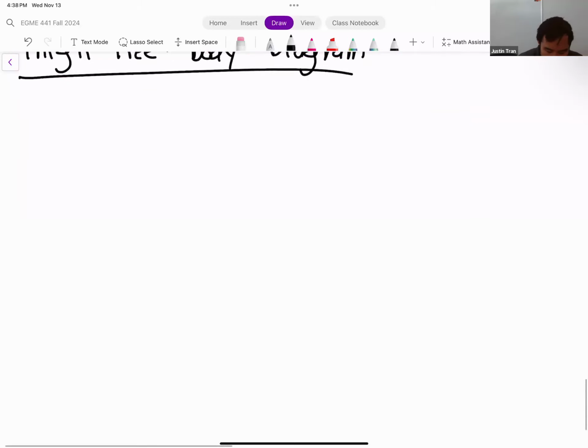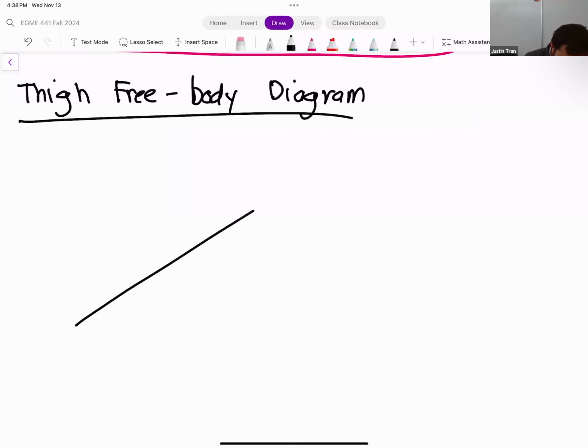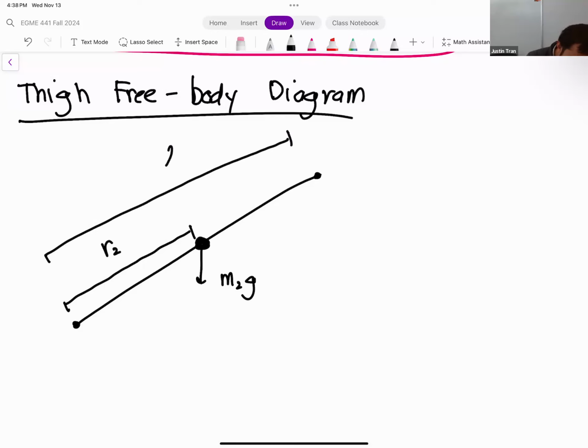So for the thigh segment, it looks something like this. We have its center of mass. At the center of mass, we're going to assume that we have a gravitational force, m2g. We know the distance here. The distance from the knee up to the center of mass is r2, and the length of the entire segment is L2. We know this angle here. This angle here is theta 2.